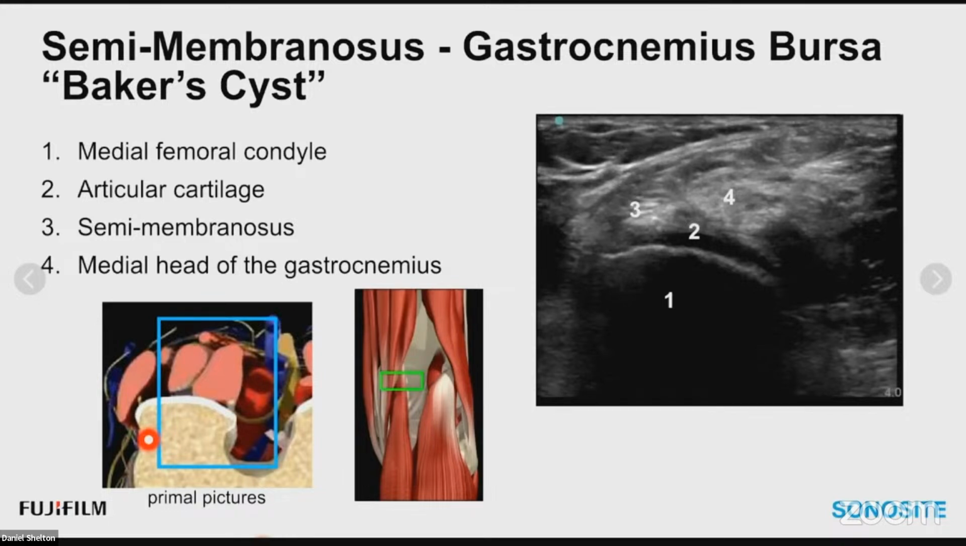Next, we want to identify the semimembranosus and the medial head of the gastrocnemius. So you can use anisotropy to your advantage, and typically one of these is going to be brighter than the other because they're kind of crisscrossing, as you can see in the diagram. But the semimembranosus is not attaching just yet. If we slid the probe distally, we would see it attaching at the tibia. So the medial head of the gastroc, this is the tendon, and then here's the muscle. So muscle belly of the medial head of the gastroc. This little space right here is where we're looking for a Baker's cyst, the space between them.